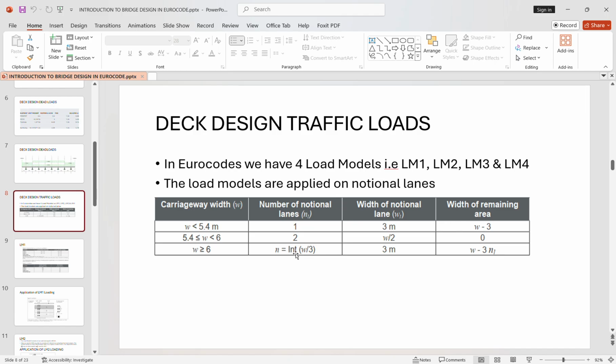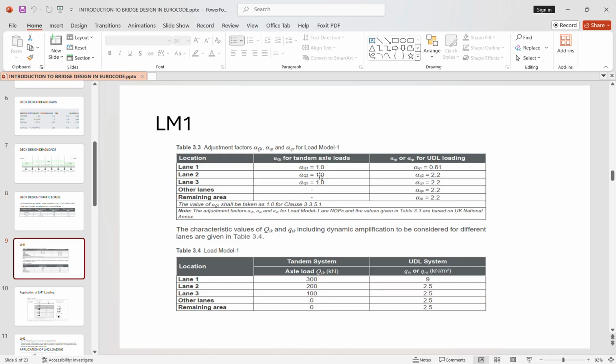So the number of national lanes must be an integer. You take the width of the carriageway divided by 3 meters. So the width of the national lane shall be 3 meters, and then n shall be the number of the national lanes. To get the width of the remaining area, you take the width of the carriageway and subtract the number of the national lanes multiplied by the width per national lane.